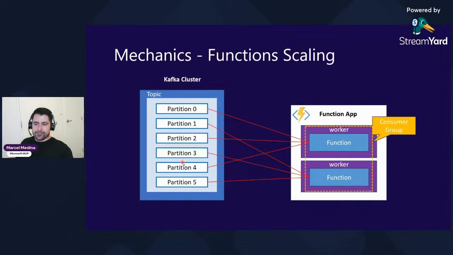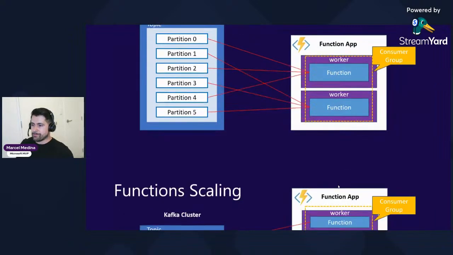partitions 0, 2, and 4 are associated to one worker, but 1, 3, and 5 are associated to the other one. This is completely resolved for you. You don't need to think about it within Azure Functions. That's the rebalancing that happens behind the scenes, which is amazing. So you basically just code it, and you have this whole rebalancing mechanism embedded within Azure Functions.